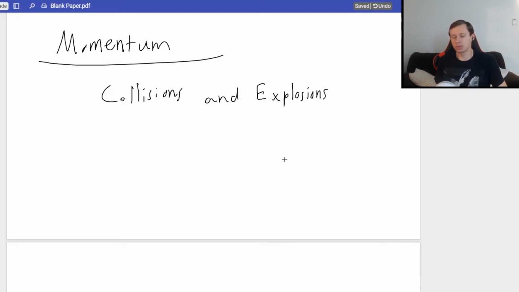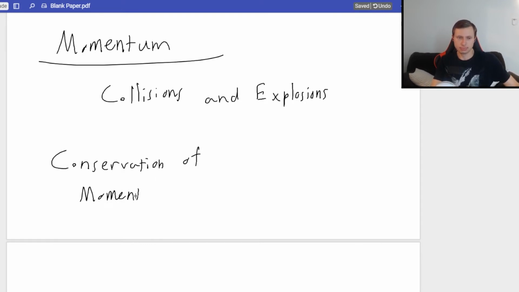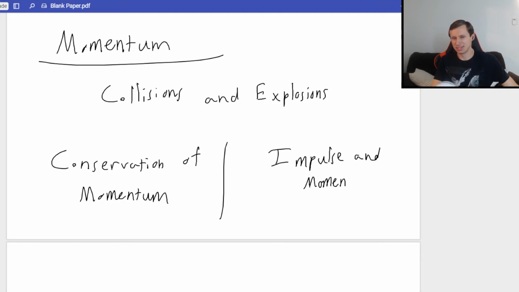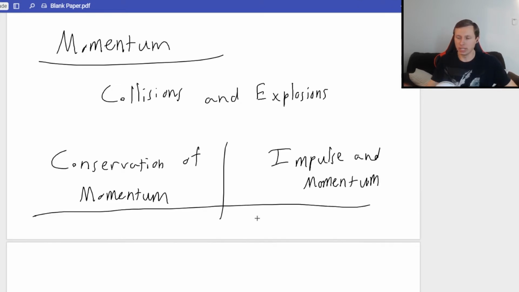Okay, so there's two kinds of momentum problems we can have. Momentum breaks up into two categories. We have conservation of momentum, and then we have impulse and momentum. Two very different problems. Let's talk about when each is used.